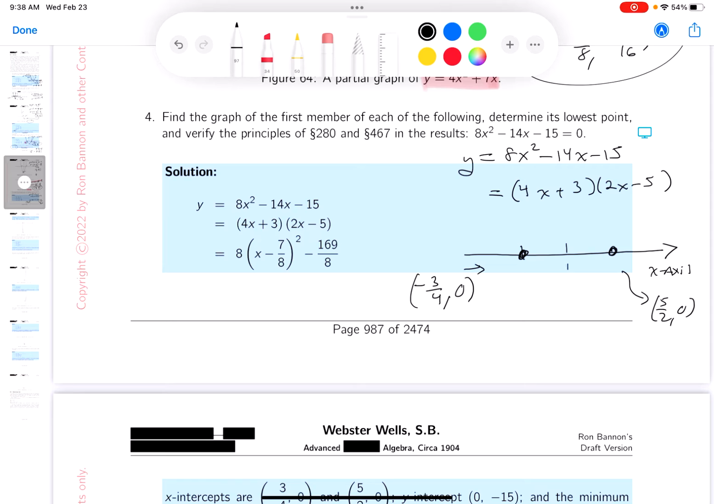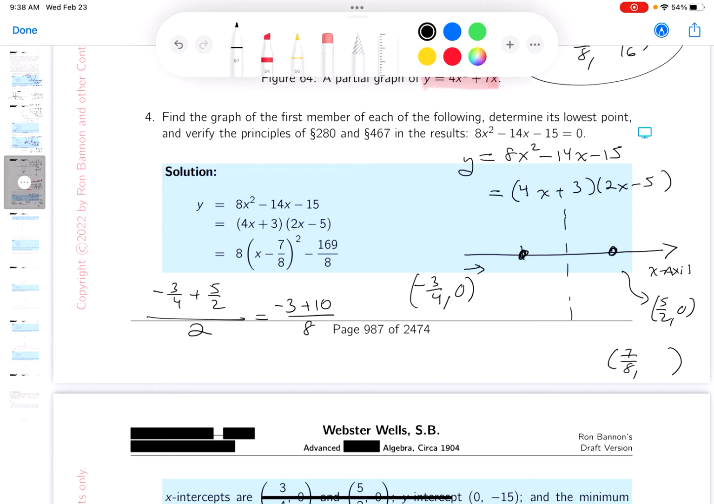And I know there's a line of symmetry between those two. All right? So what I'm going to do, add those two numbers together. Minus 3/4 plus 5/2 and divide it by 2. Well, I'm going to multiply top and bottom by 4. You would get minus 3 plus 10, and the bottom number would be 8. So you would get 7/8. So I know I get a point 7/8. I just don't know what the y value is.